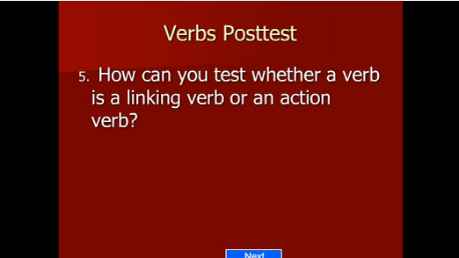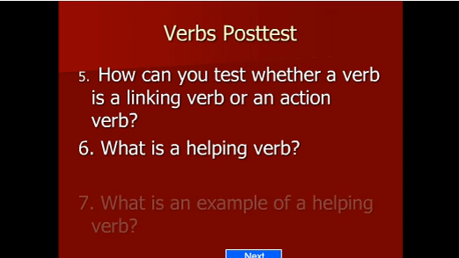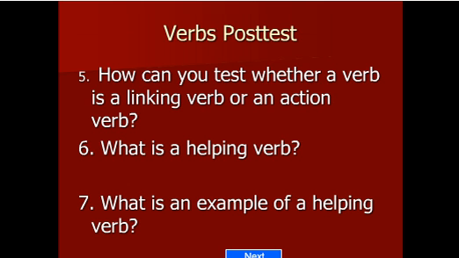How can we test whether a verb is a linking or an action verb? Remember, we substitute that verb for a verb to be, is, are, or am, and see if it still makes sense. And what is a helping verb? Well, it's that word that comes before the main part of a verb phrase, the key word. An example of a helping verb is have, right? Have been, you saw lots of those.